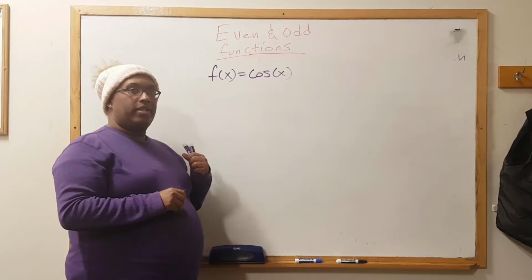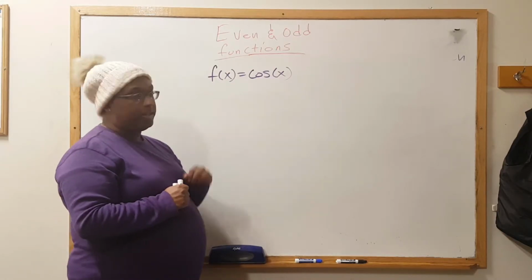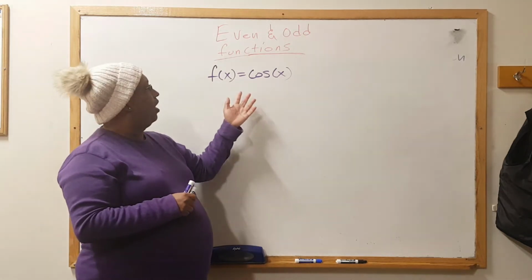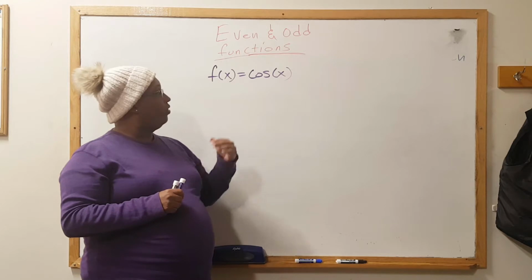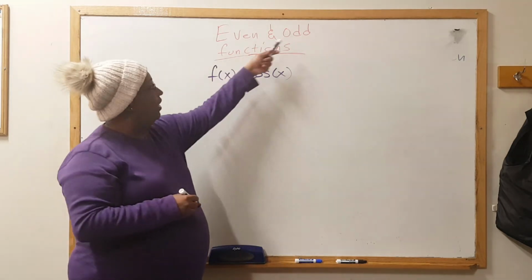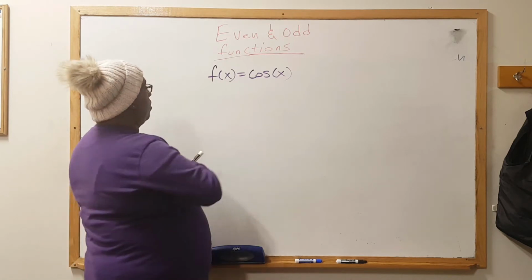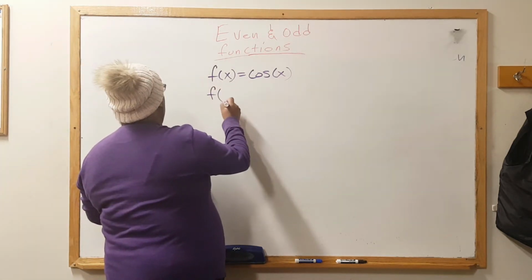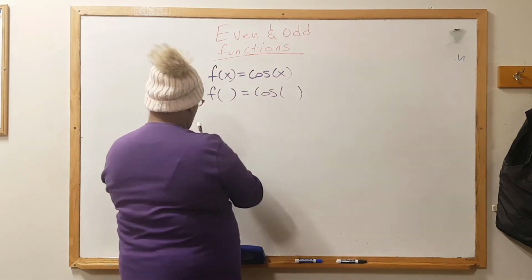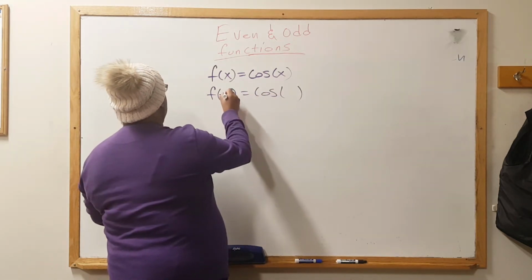Welcome back, trio. We got another example here. f of x equals cosine x. Now this is a trig function, and we need to know what happens if we plug in negative x to find out if it's an even or odd function. So f of negative x equals cosine of, and we're plugging in negative x.